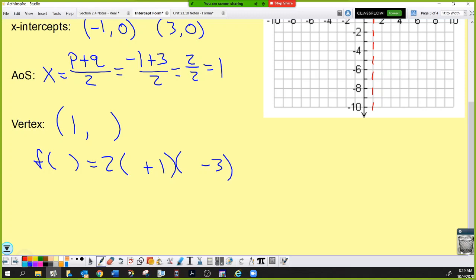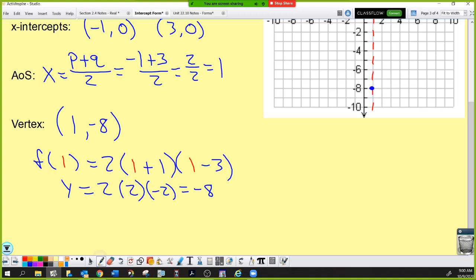And everywhere there was an x, we drop in a 1. Yay, easy math. 1 plus 1, 2. 1 minus 3, negative 2. And 2 times 2 is 4, times 2 a third time is 8. But it's negative. There you go, negative 8. 1 comma negative 8 is our vertex. Woo, that's pretty far down, isn't it?